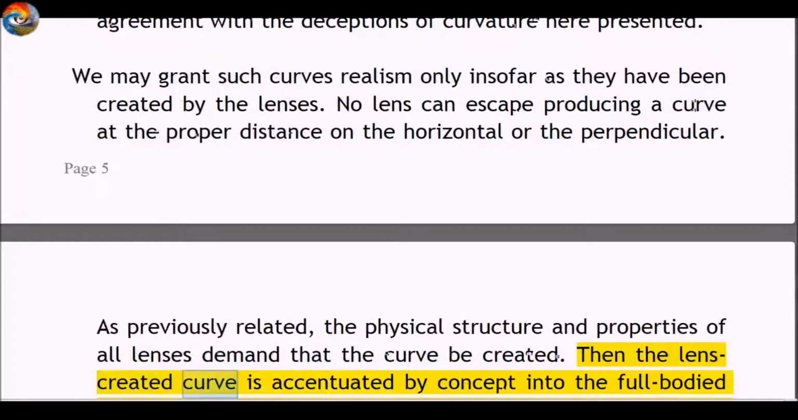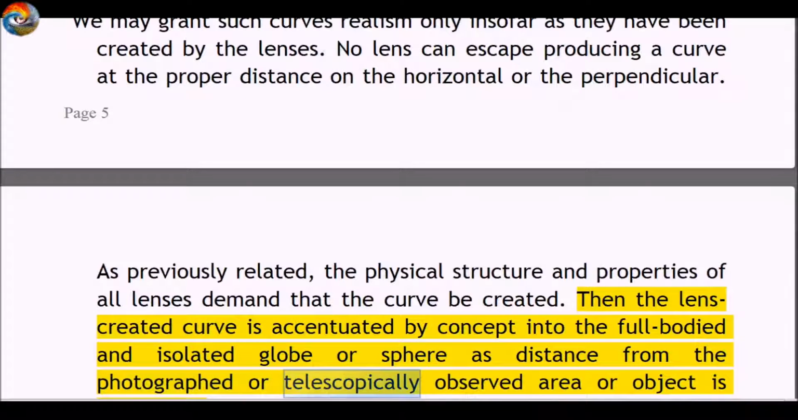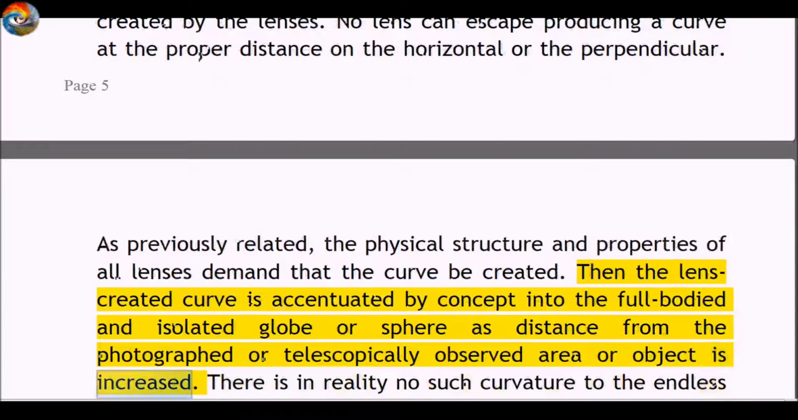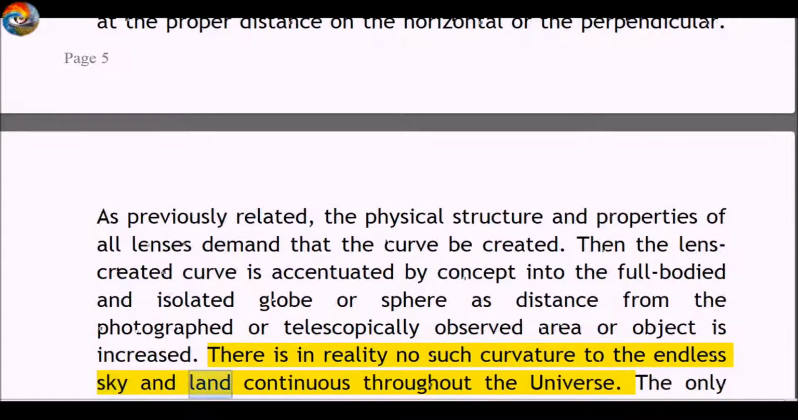Then the lens-created curve is accentuated by concept into the full-bodied and isolated globe or sphere's distance from the photographed or telescopically observed area or object is increased. There is in reality no such curvature to the endless sky and land continuous throughout the universe.